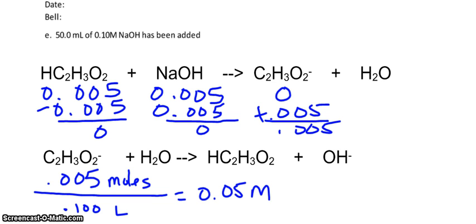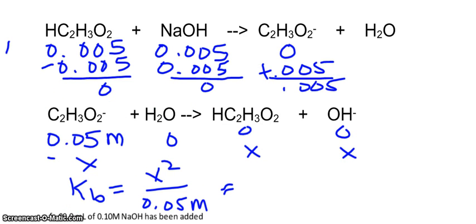So we had to go back and calculate what the molarity of your acetate ion is. We have 0.005 moles of the acetate, but you also have a total volume of 100 milliliters, which is 0.1 liters. So our initial molarity of acetate is 0.05. So we'll go ahead and write that in.